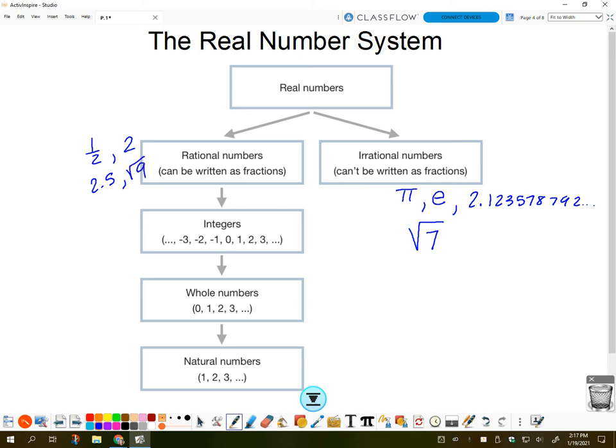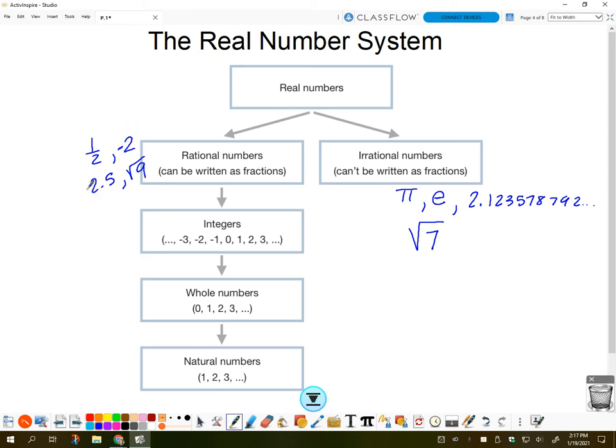All right, so those are some examples of rational. Irrational numbers we don't break down into smaller categories. It's irrational, that's it. For rational, though, those get broken down into smaller categories, and as you go down, this gets smaller and smaller. So rational is all things that can be written as a fraction.